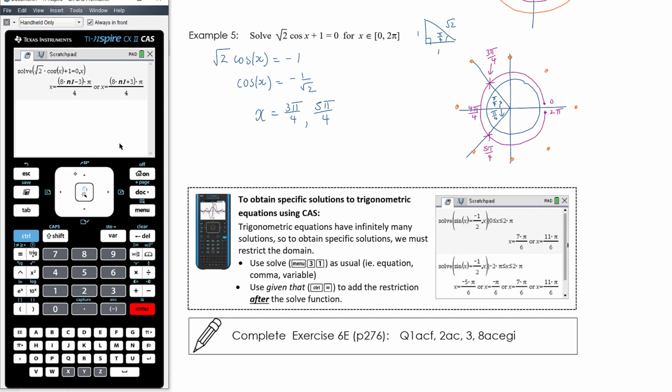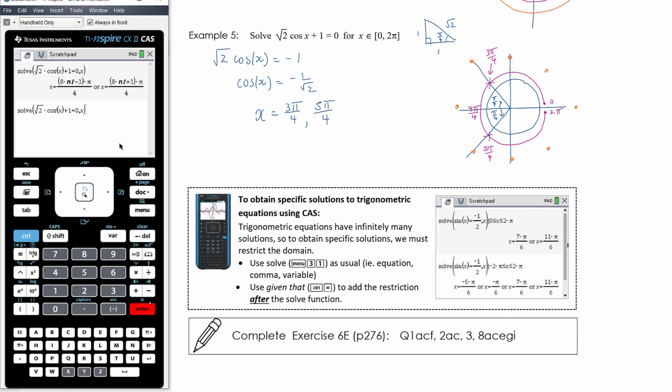Pressing Control Enter won't help here. That'll just give you approximate decimals, but there's still infinitely many solutions. You're getting that strange notation because there isn't a unique solution. So we need to tell it about the domain if we want specific solutions. So I've just scrolled up and I'm going to press enter to copy that again.